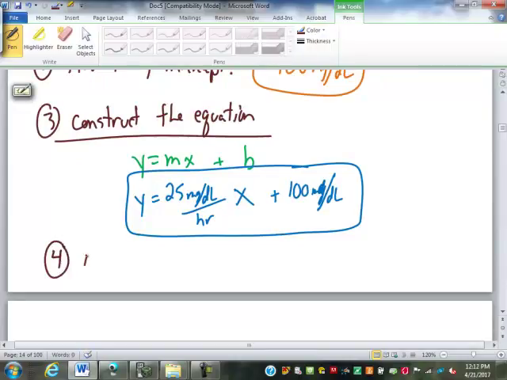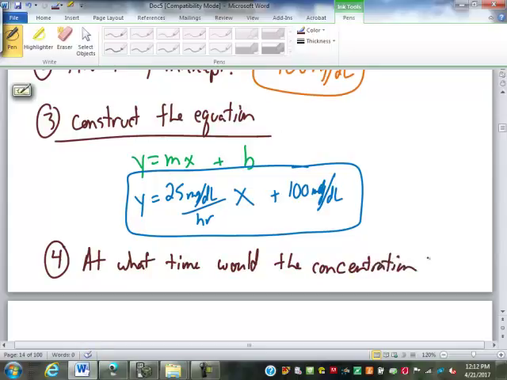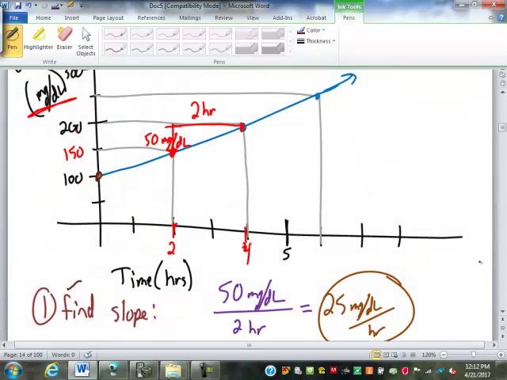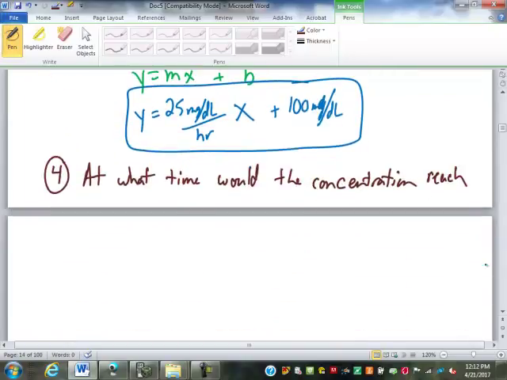Four, let's ask, at what time would the concentration reach, what did I start out at, 100? Let's say reach 225 milligrams per deciliter.